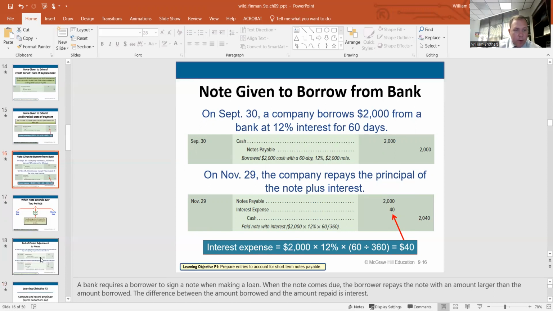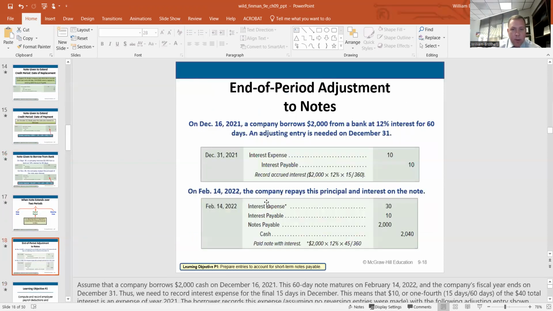And let's see here. We've got some examples of some end of period adjustments. I think this is really good to look at as well. Sometimes you may have, and I like that they did this, a 60-day note that you took out mid-month. And so that's kind of what they've done here.